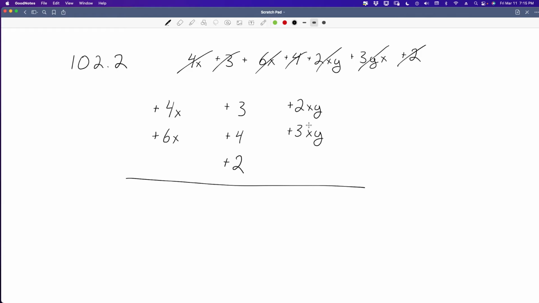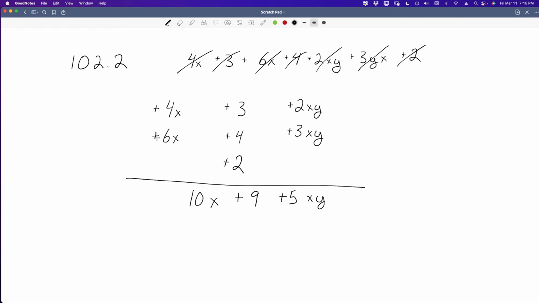Let's start on the right. That might be better. So positive 2, positive 3 xy's. So I put my xy, and that's going to be a positive 5. All right, so I have 3 plus 4, that's 7, plus 2, that's 9, so I have a positive 9. So now I have a 4 plus 6x, that's going to be a 10x. So my answer is 10x plus 9 plus 5xy.